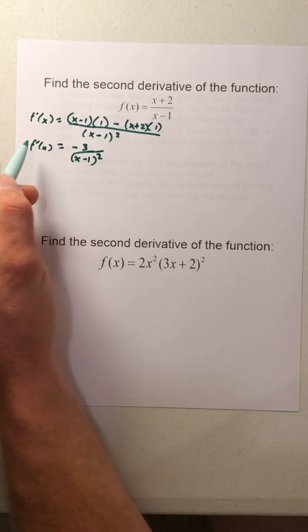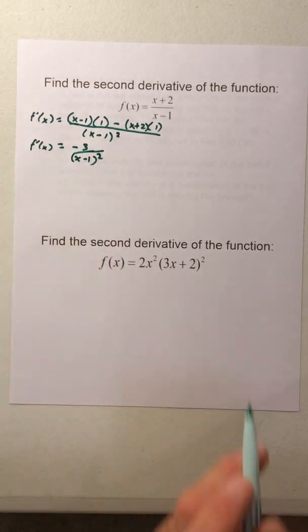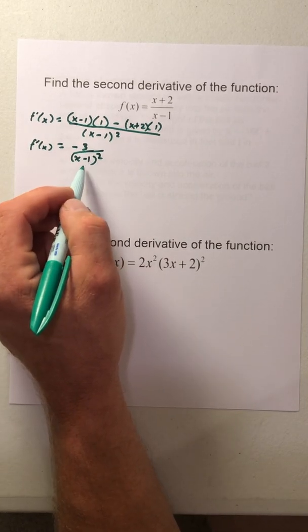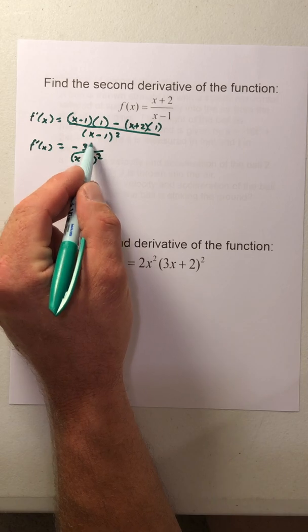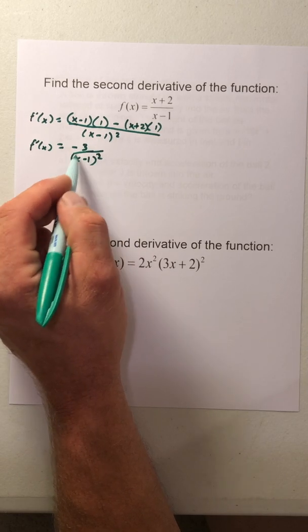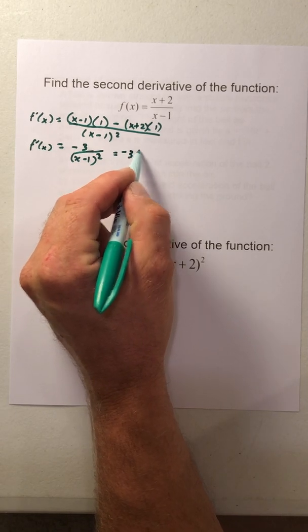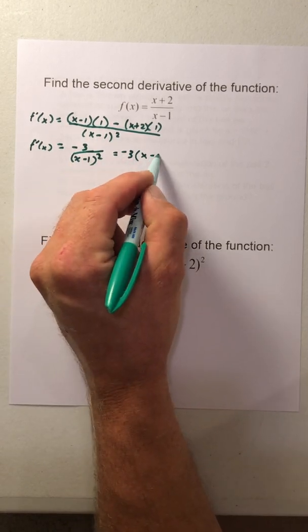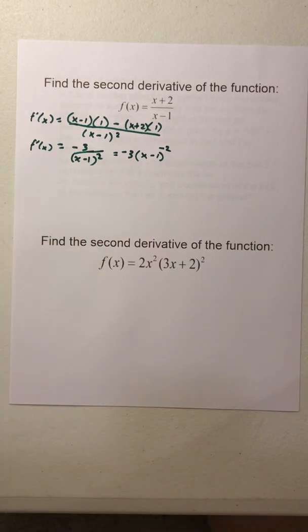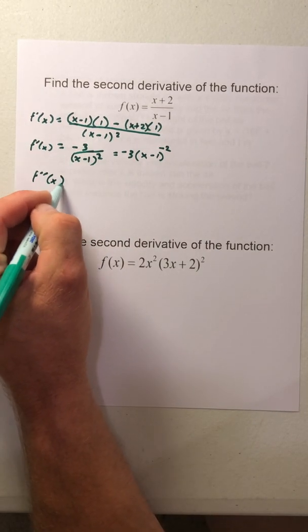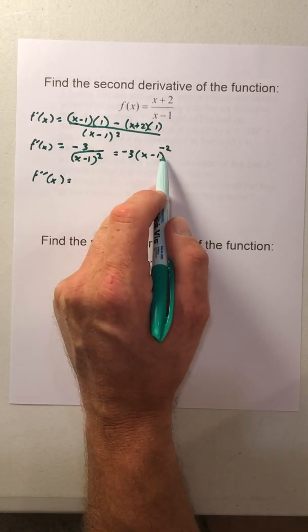In order to find the second derivative, we're going to find the derivative of this rational. A couple ways you can do that. We could do quotient rule again, or since there's no variables near the top, I like to bring that (x - 1) squared to the numerator. So I'm going to rewrite it as negative 3 times (x - 1) to the negative second.